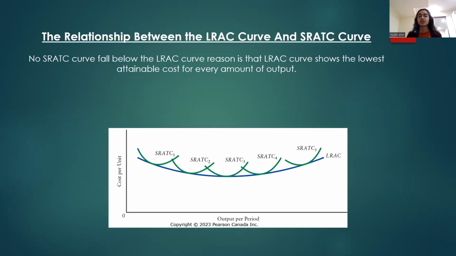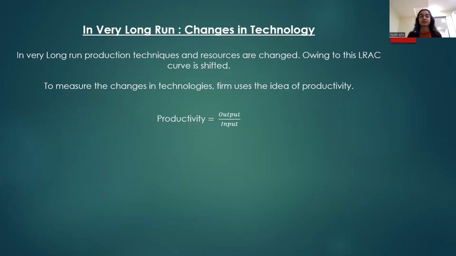The relationship between the long run average cost curve and the short run average total cost curve. We can see in this diagram that the short run average total cost curve lies above the long run average cost curve, that is, no short run average total cost curve falls below the long run average cost curve. The reason is that the long run average cost curve shows the lowest attainable cost for every amount of output.